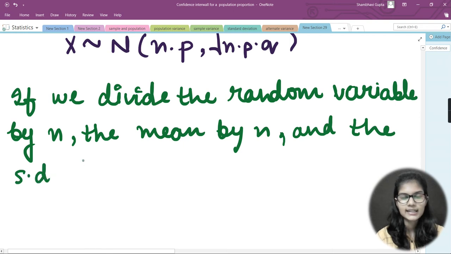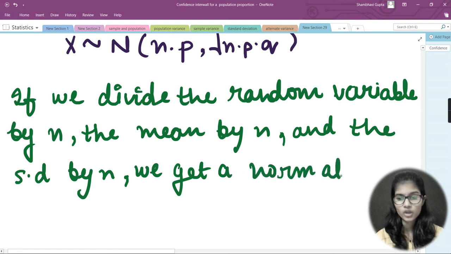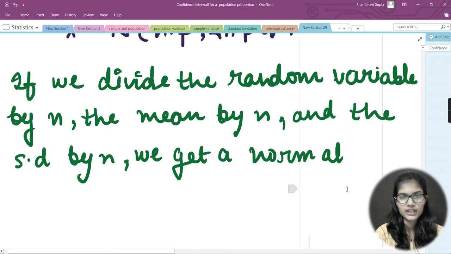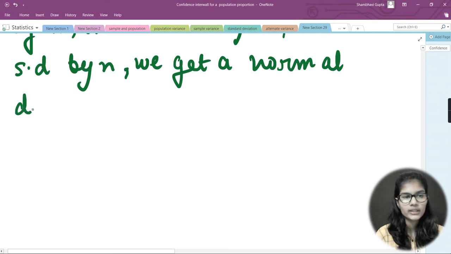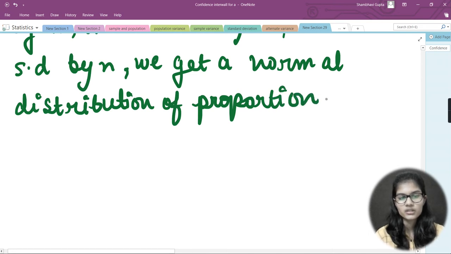So I will just write here SD, the standard deviation by n. So standard deviation is under root n dot p dot q, right? If I divide the random variable, the mean n and the standard deviation by n, then basically we get a normal distribution of proportion with p dash.